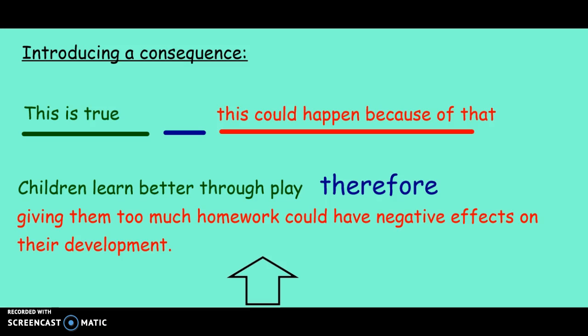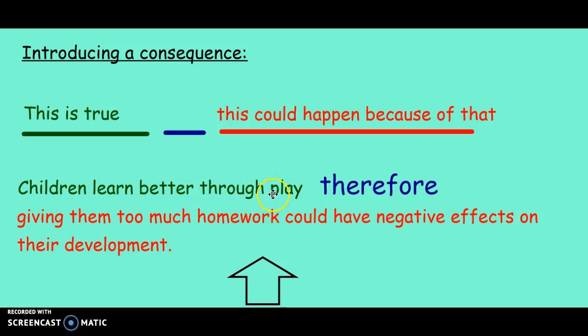The last set of linkers that I wanted to talk about today are the linkers that are used for introducing a consequence. Okay, so for example, we have a sentence, this is true, and after the linker we have, this could happen because of that. So this is the consequence and this is the fact. For example, children learn better through play, and here, giving them too much homework could have negative effects on their development.